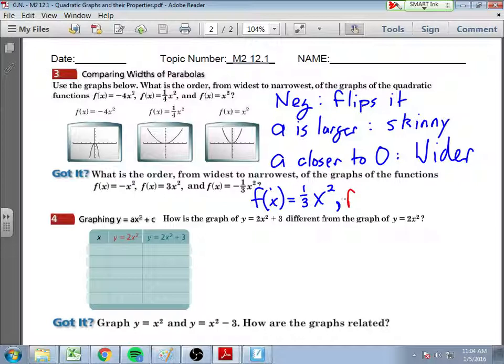That's negative 1/3, sir. Ah, good catch. Now that would not change the steepness, it just flips it. So even if I forgot it, that really doesn't change the steepness. What's the middle steepness there? The negative x squared. And then my narrowest would be the bigger the number, the bigger the coefficient, the narrower the graph.